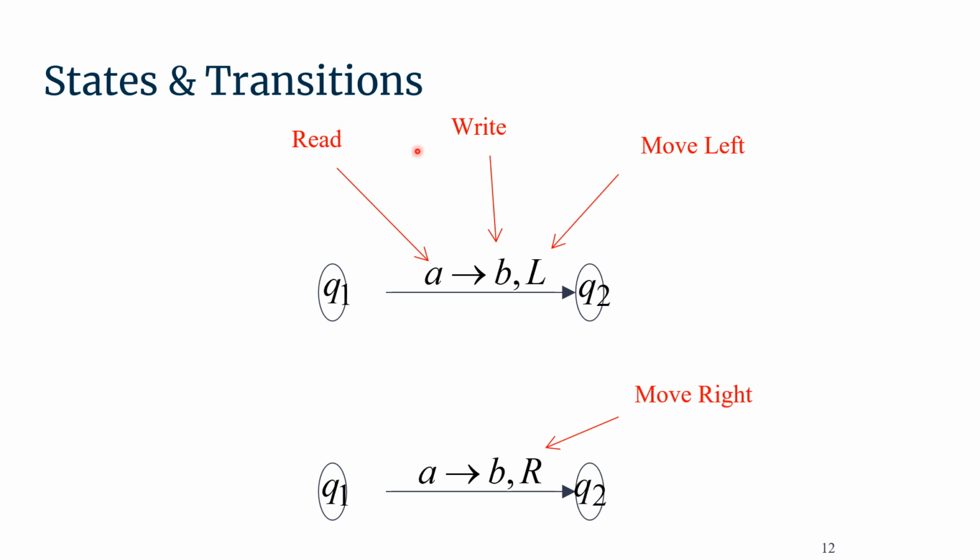This is a state transition. Suppose we have two states, Q1 and Q2. What the transition is saying is: after reading A, write B in the place of A and move to the left. Similarly, what does this transition say? If we read A, we put B and move to the right. This is how a transition is written for a Turing machine.